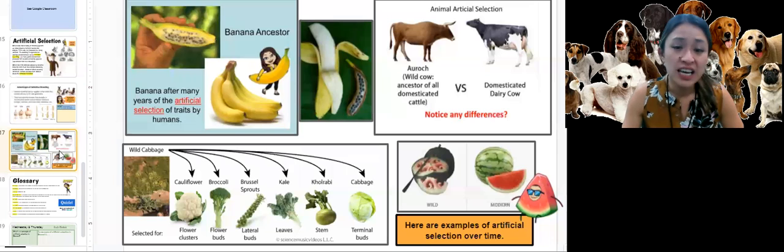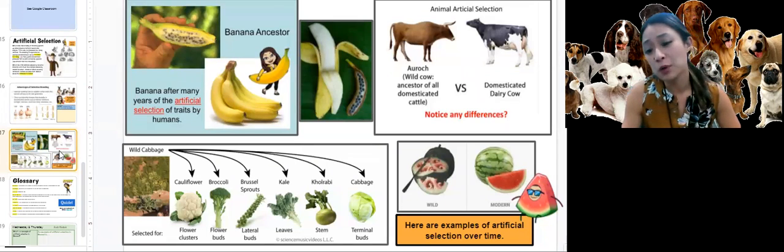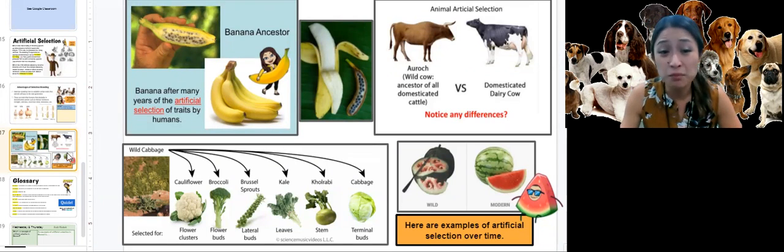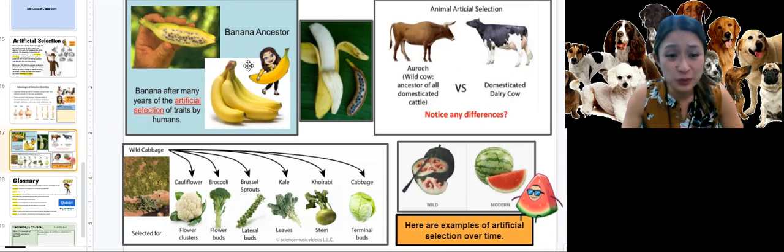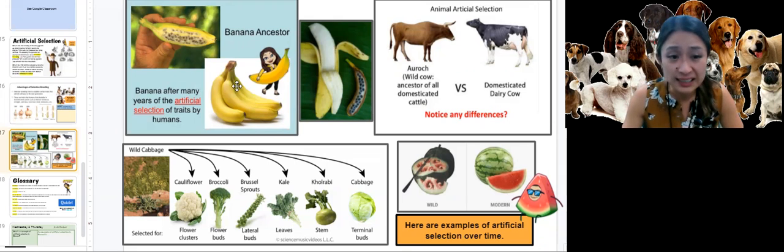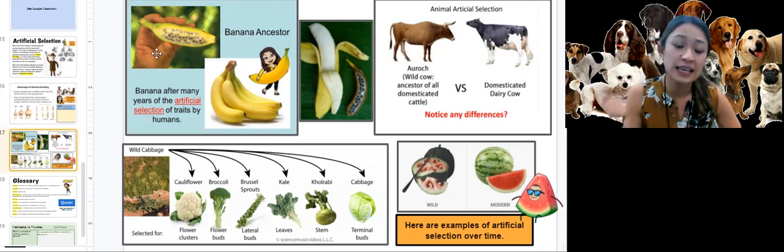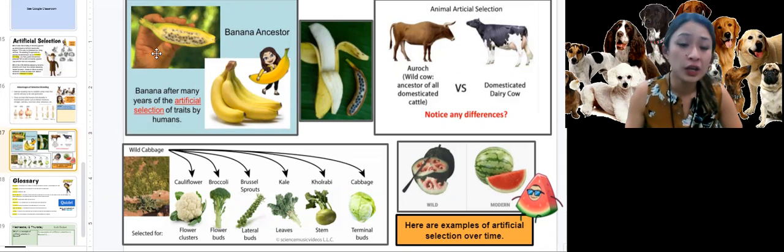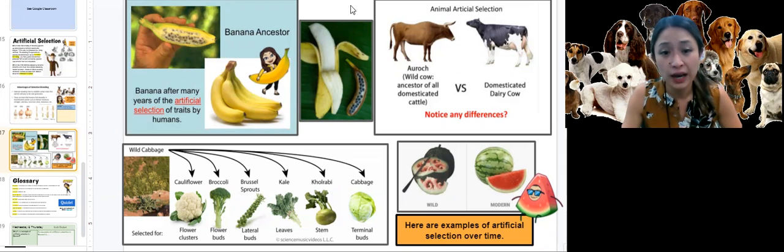Slide 17 is showing you other examples of artificial selection over time, right? So here is banana's ancestor, and this is banana as we know it today, right? After many years of artificial selection of many traits by humans. So if we didn't even touch bananas, they would look like this. But over time, people have been selecting traits that they like for how they want bananas to look. And we have this right now in our society instead of this, right?